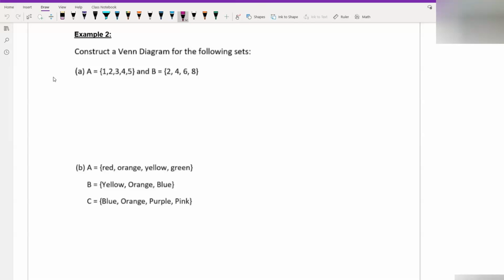It's asking to construct Venn diagram for the following sets. We have two sets, A and B. Before starting, we have to see if we have any members in common between A and B. 2 in common, and we have 4.